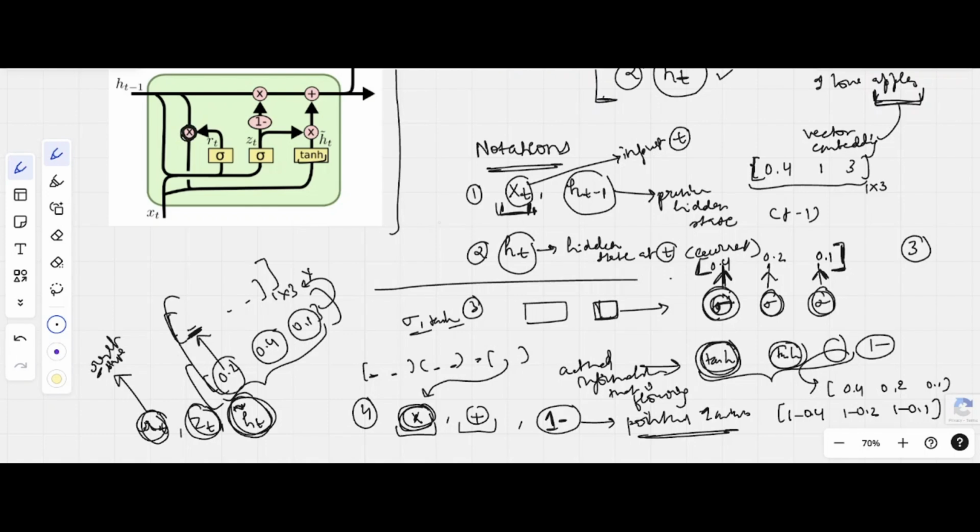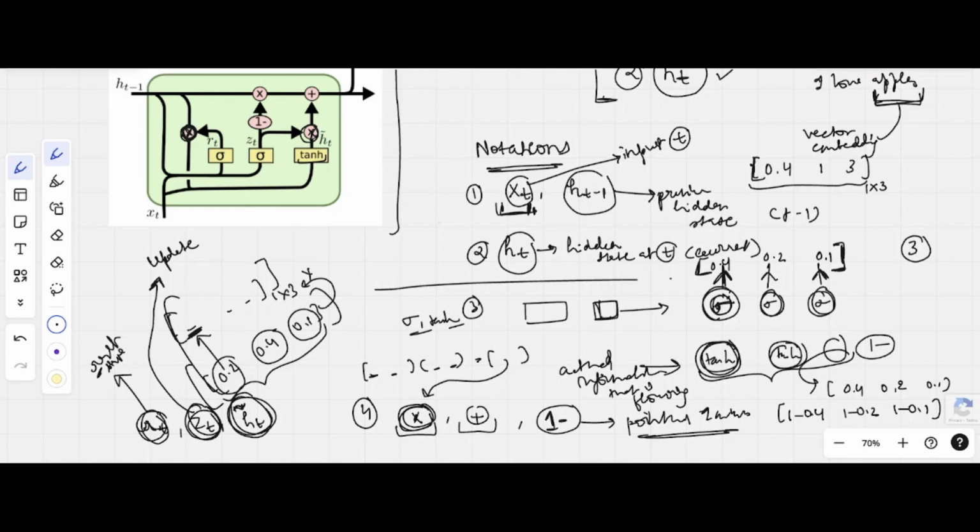This ZT represents what goes as input in the update gate. So here we have only two gates. The first one is the reset gate. Here we have the reset gate, and here we have the update gate. In LSTM, we had three gates: forget gate, input gate, output gate. Here we have only two gates, reset gate and update gate.